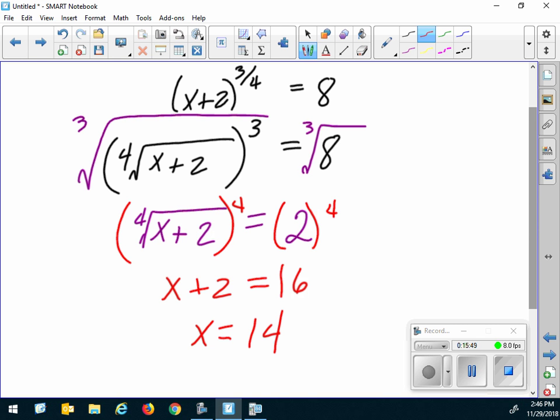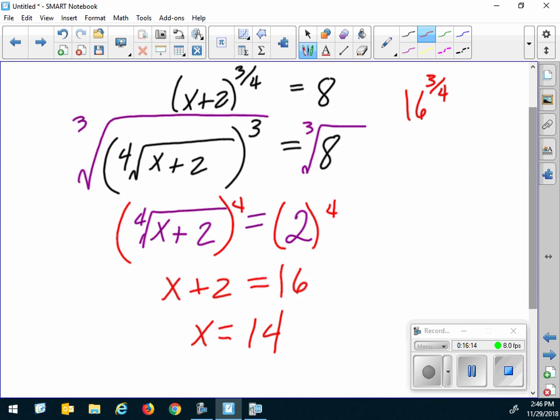Let's talk through the check step. You're not going to talk through the check step, you're going to write the check step. We're going to talk through it. 14 plus 2 is 16. Is 16 to the 3/4 power equal to 8? What's the fourth root of 16? 2, and 2 to the third power is 8. Yeah, so we know it works.